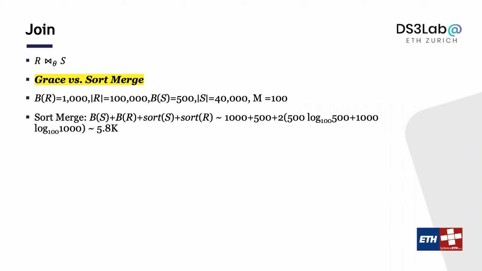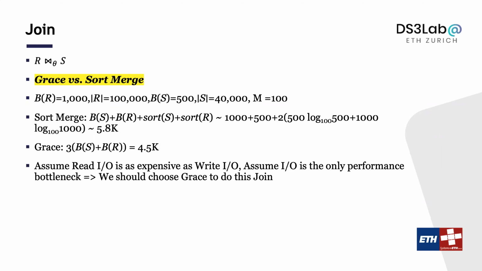As you can see, this is amazing, because when we talked about nested loop join, we were talking about 50 million IOs. But if you are able to do sort-merge join, we are talking about 5.8 thousand IOs. When we talk about Grace hash join, in this case, we are talking about roughly 4.5 thousand IOs. So assuming read IO is as expensive as write IO, because that is our cost model, and assuming IO is the only performance bottleneck, which often is not the case in real systems, the database would pick Grace hash join for this.